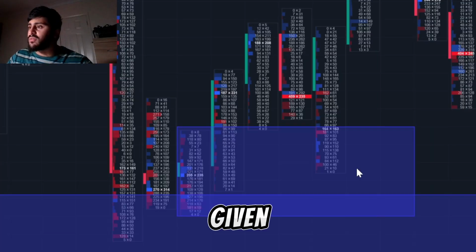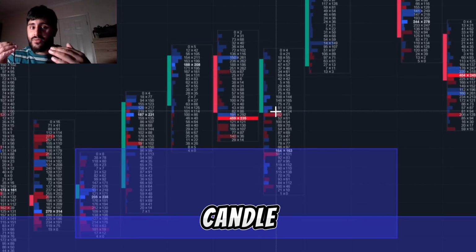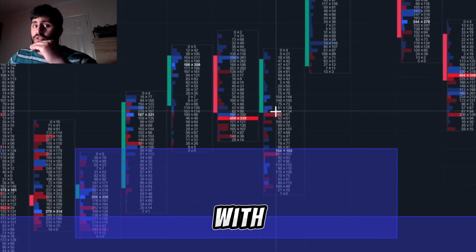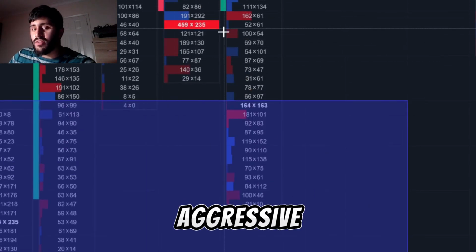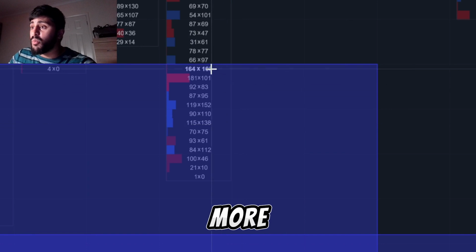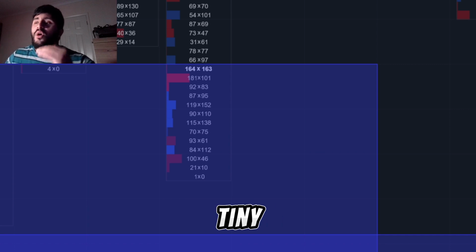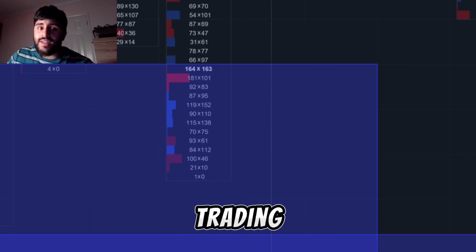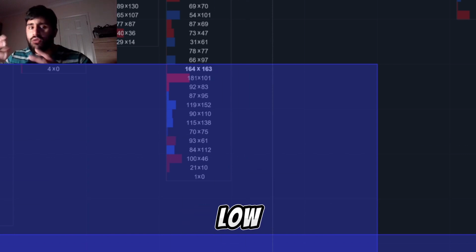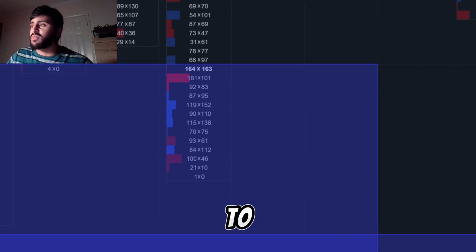This wick was given just over here, right? This wick is so important. We have a green candle, right? We are expanding upwards with a green candle. But what's really happening is, if we dive in, we saw so many aggressive sellers, and we see more aggressive sellers over here. The volume has dried out. We see 1 for 0. So the volume here is tiny, which means that sellers have failed and price is no longer interested in trading here because the volume is low. Low volume indicates a lack of interest between both the buyers and the sellers. It's important to understand that.